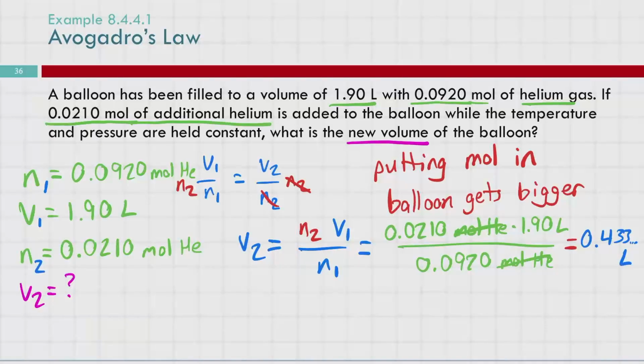Is that bigger or smaller than our initial volume? That's smaller than our initial volume. So something must be wrong, right? Because we know that if you blow into a balloon, the balloon should get bigger. So what's the thing that we missed?